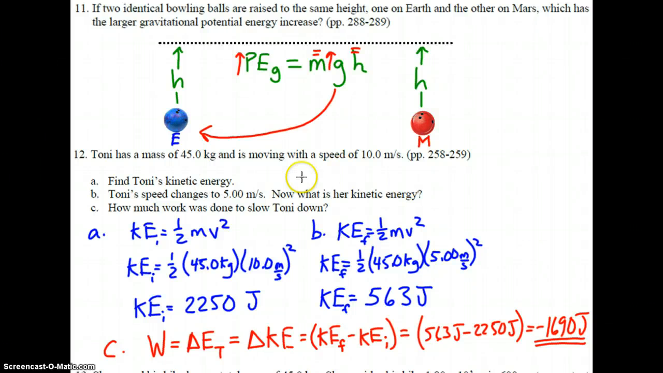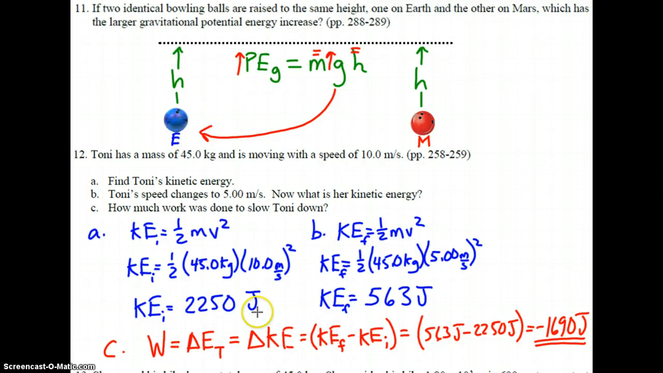Let's start with A. Find Tony's kinetic energy. Well, this would be Tony's initial kinetic energy, so it would be 1/2 mv squared. 1/2 times 45 kilograms, her mass, times her speed, 10 meters per second, and remembering to square it. The most common mistake in calculating kinetic energy is forgetting to square the velocity. We perform the calculation, and we should get, to 3 digits, 2,250 joules.